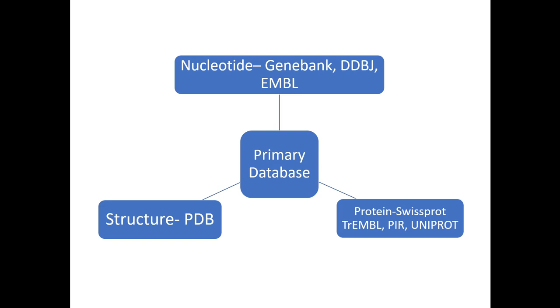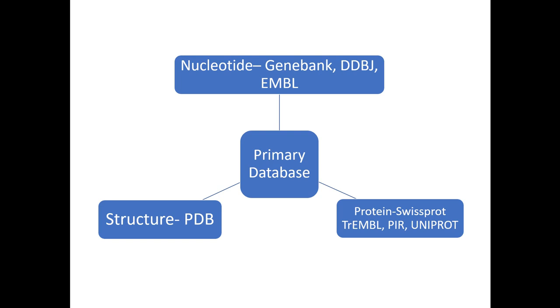So when I say primary sequence database, there are various examples of these primary databases. Like there is a primary nucleotide sequence database. The three popular databases are there. One is GenBank, DDBJ, that is DNA Data Bank of Japan, and EMBL, that is European Molecular Biology Laboratory. Their database name is ENA, that is European Nucleotide Archive. So all these three databases are nucleotide sequence databases, and they belong to which category? Primary database.